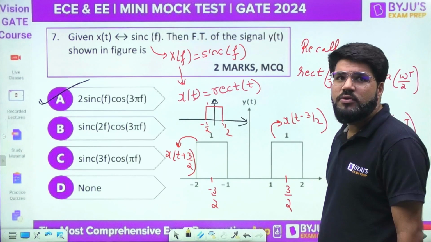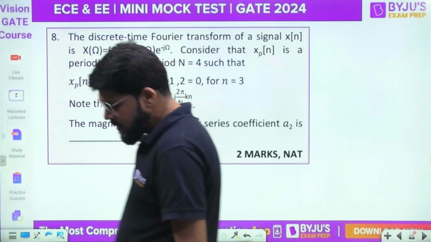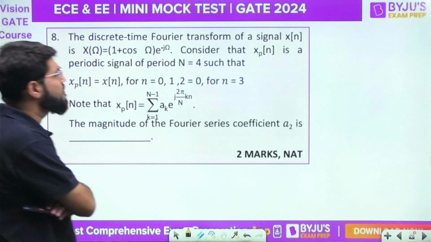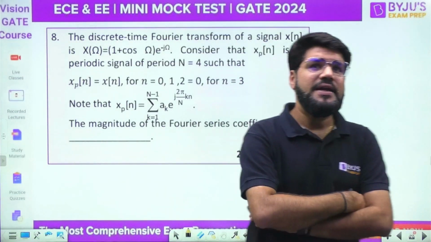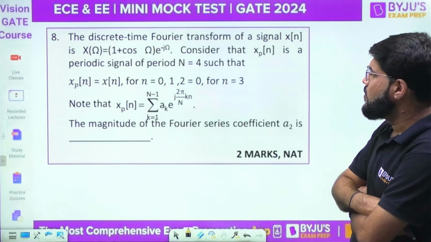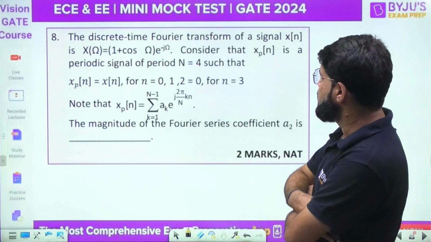We shall now move to the next question, number 8. The discrete time Fourier transform of a signal is X of omega equal to 1 plus cos omega, e power minus j omega. Consider that x p of n is a periodic signal of period N equal to 4 such that x p of n is equal to x of n for n equal to 0, 1, 2 and it is 0 for n equal to 3.